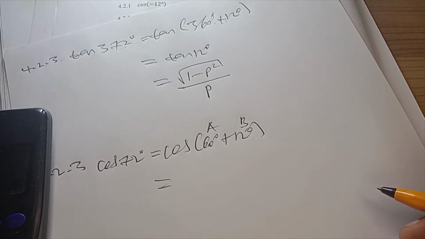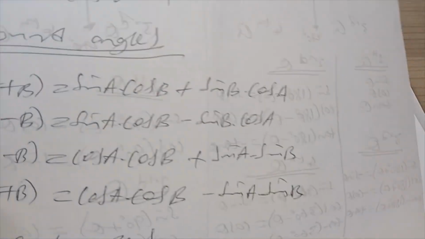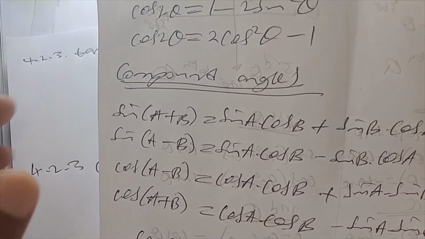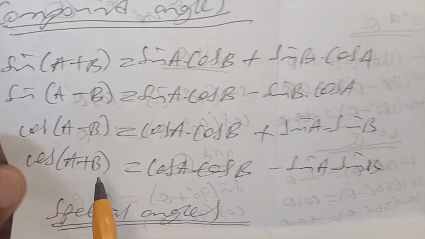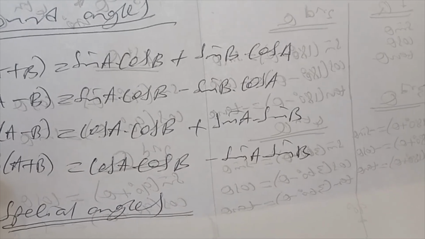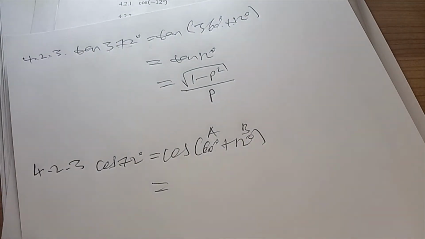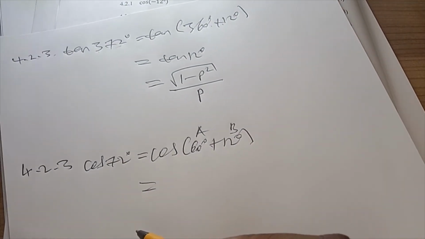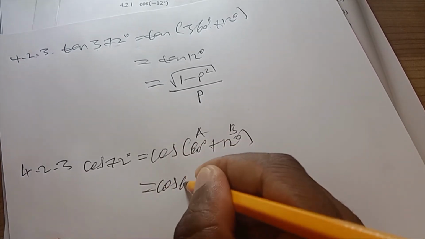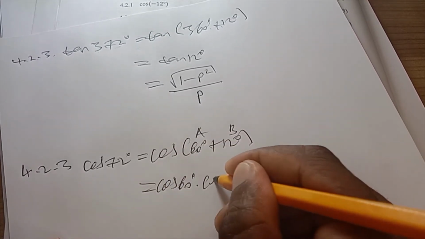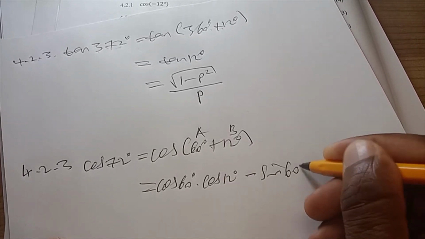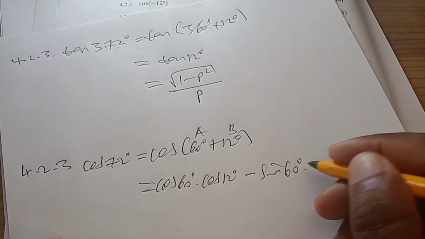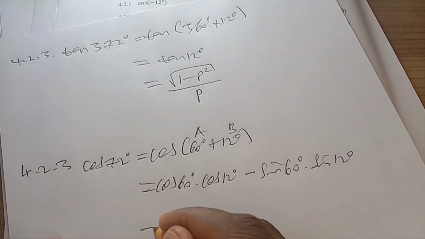Then we should recall how to expand this one. It is even there in the information sheet. Here's the cosine with the addition, and we expand it like that. When you expand it, we are going to have the cos of 60 degrees multiplying the cos 12 degrees, subtracting the sine 60 degrees multiplying the sine 12 degrees.